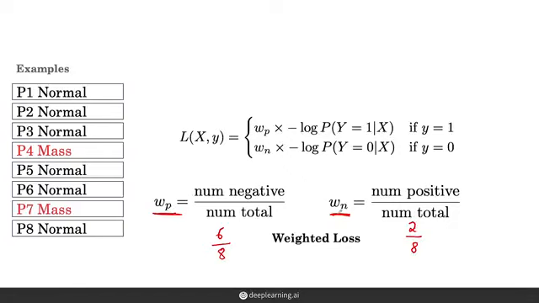With this setting of WP and WN, we can have over all of the examples the loss contributions from the positive and the negative class to be the same. So this is the idea of modifying the loss using weights, in this method that's called the weighted loss, to tackle the class imbalance problem.